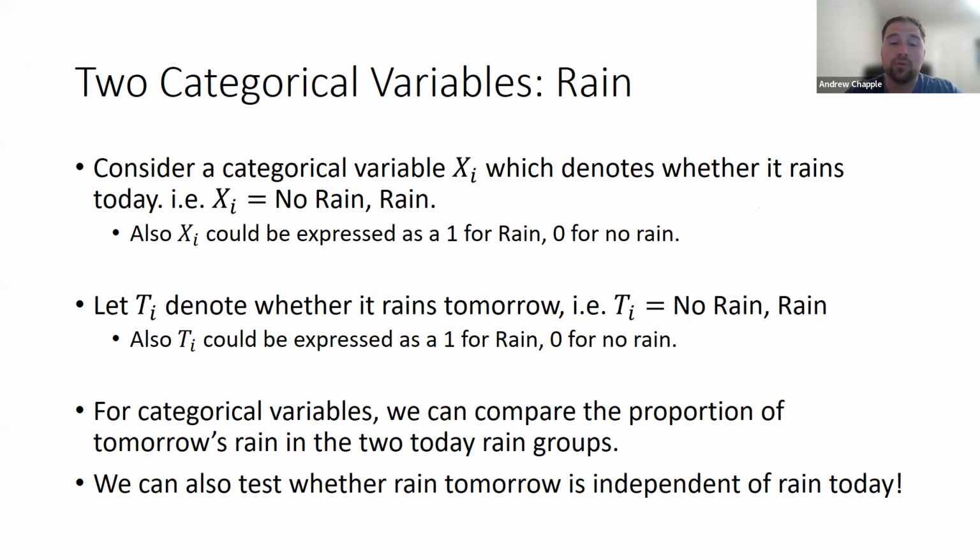For categorical variables, we can compare the proportion of tomorrow's rain in the two rain groups today. Basically, over time, maybe throughout the year, I observe: does it rain today, yes or no? And does it rain tomorrow, yes or no? At the end of the year, I'll have a whole bunch of data that says whether it rains today and whether it rains tomorrow. And maybe I want to know, is the percent chance that it rains tomorrow different given that it rains today versus doesn't today? So I can do that. I can also test whether rain tomorrow is independent of today.